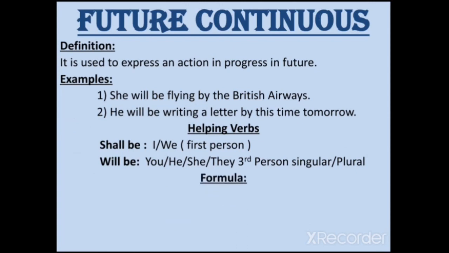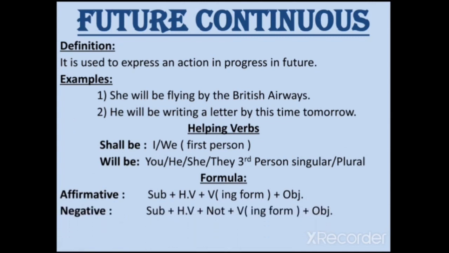And for the formula of future continuous, first of all in affirmative we use subject, then helping verb, then verb fourth form, then object. Then comes negative. In negative we use first subject, then helping verb, then not, fourth form, and then object. And in the last we use interrogative. In interrogative sentence, first of all we use helping verb, then subject, then verb fourth form, and then object.